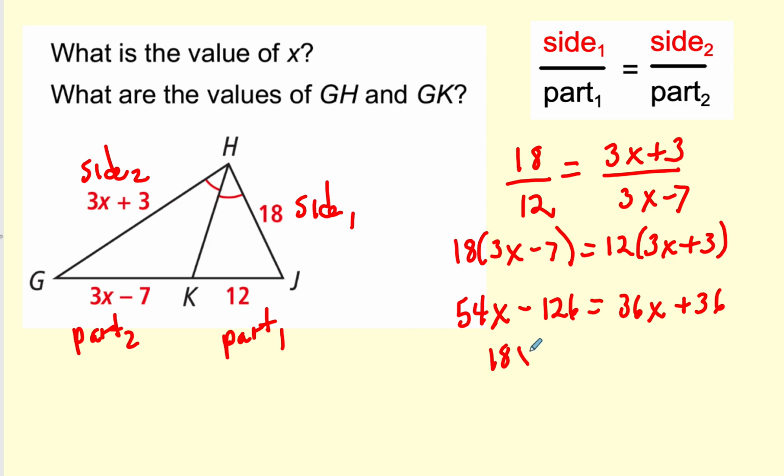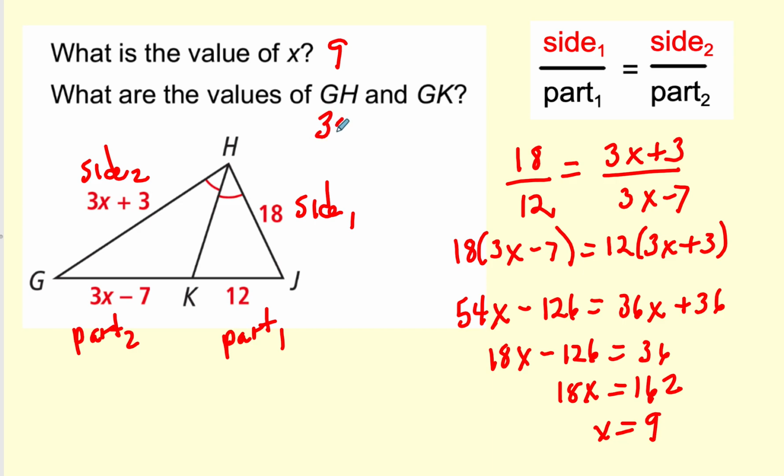18x minus 126 equals 36, and I'm going to add 126 on both sides, and that's 162, and then I'm going to divide that by 18, and that'll be equal to 9. So I've got what x is equal to, it's 9, so GH will be 27 plus 3, which is 30, and GK will be 30, let's see, did I do that right? 27, but this time I'm going to subtract 7, so that'll be a 20.